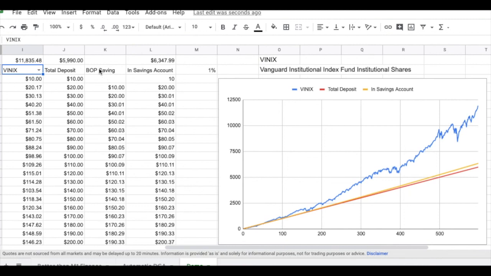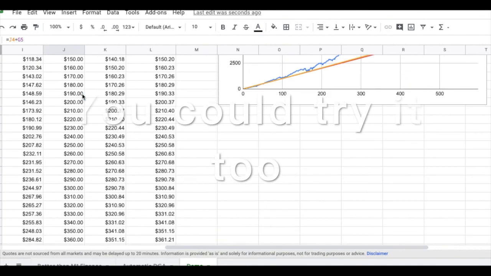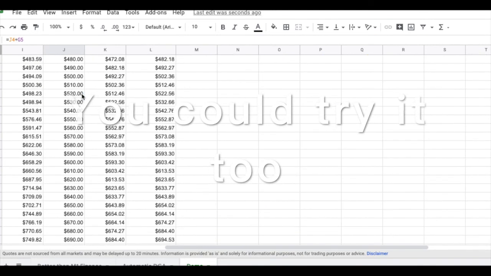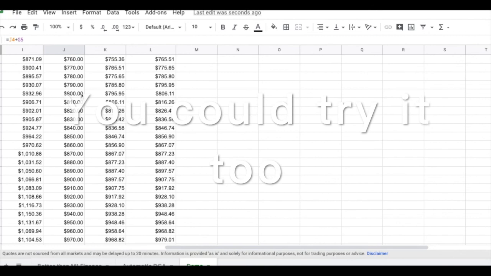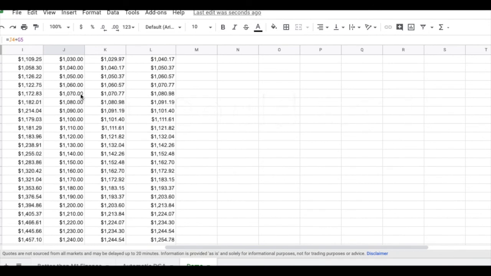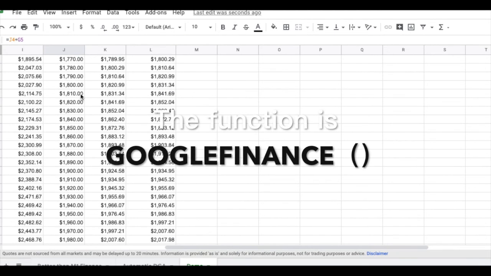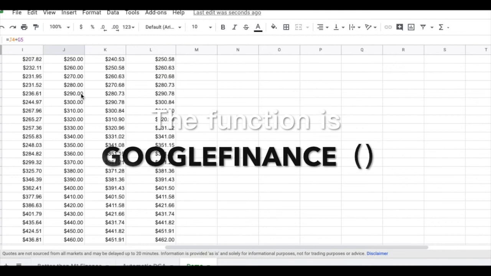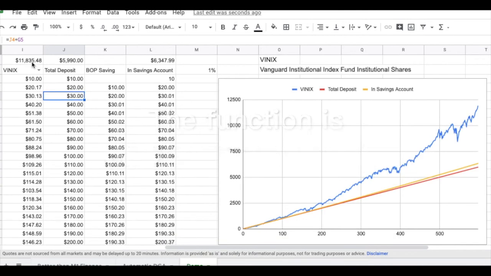From July 2008 till the end of 2019, I tracked the movement of this fund. And as you can see, if you put $10 each week into this index fund, versus putting $10 in a savings account each week, over the course of these 11 years, there's a huge difference at the end.